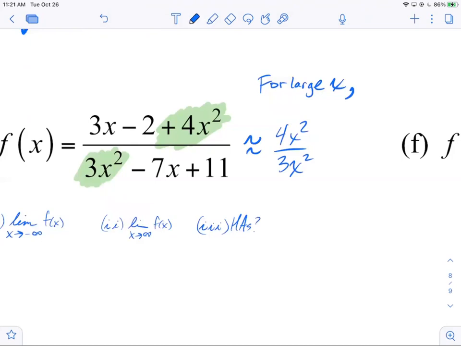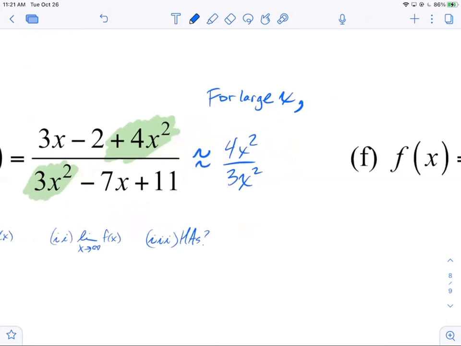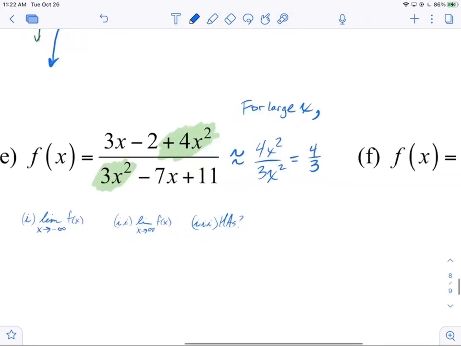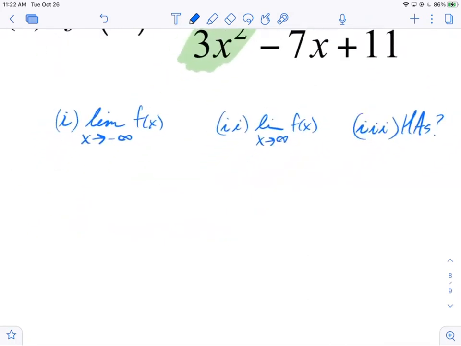Well, if I told you that that's approaching that, and you see those x squareds there, you might be tempted to do what with them? What can we do? Divide them out, right? And if it is in fact equal to that, they will divide out and you'll end up with 4/3. So look what I just said. For really large magnitude values of x, f of x is becoming 4/3. It's becoming the horizontal line y equals 4/3. Guess then what the two end behavior limits are. 4/3, both of them.